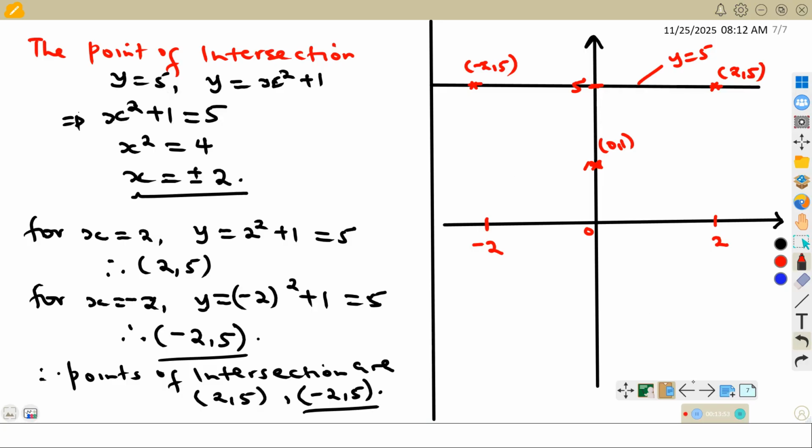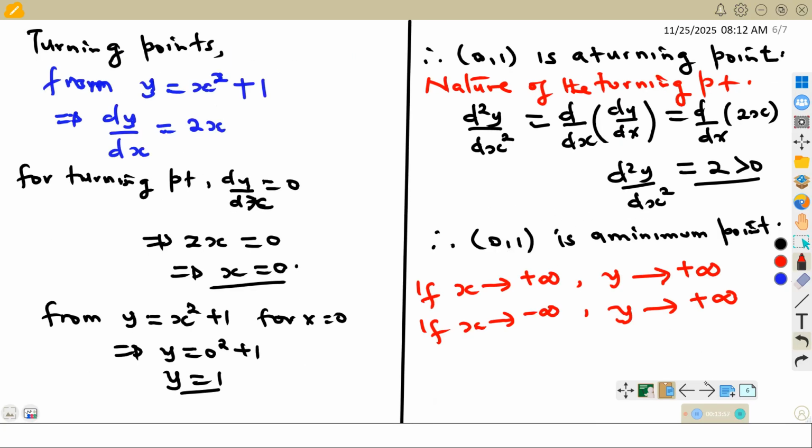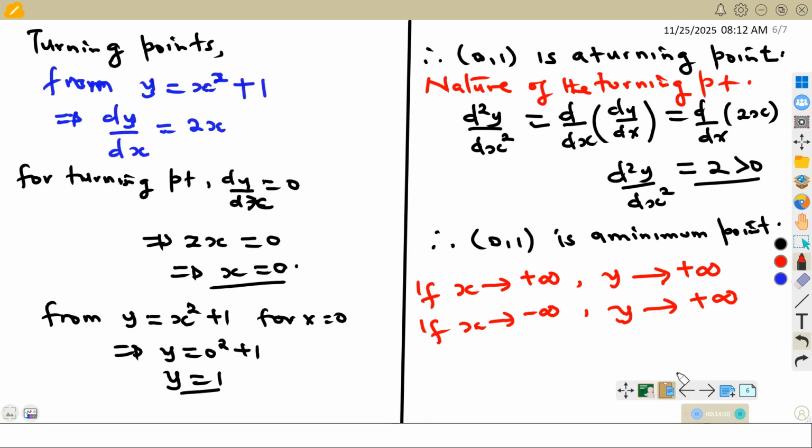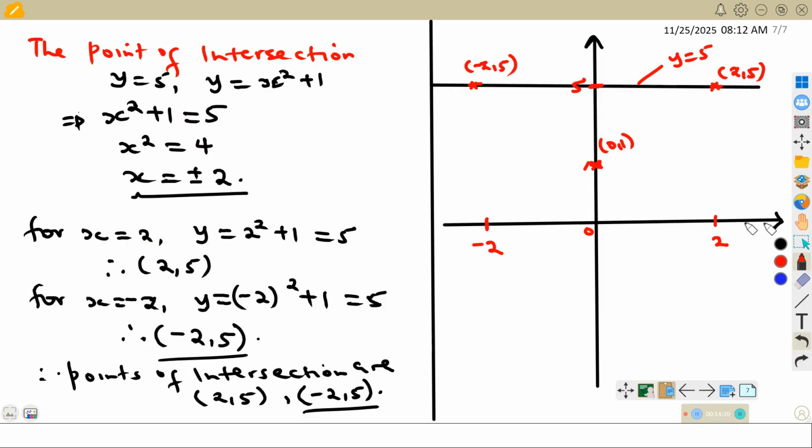Then, after the points of intersection, we have put the turning point. The turning point is 0, 1 and it is a minimum. And that is the information so far. Then we are told that when x is tending to negative infinity, y is to positive, x tending to positive, y is to positive. So when we try to put that, as x is tending to positive, we shall have y moving in the positive direction. When x is tending to negative, this side, y is also still tending in the positive direction.